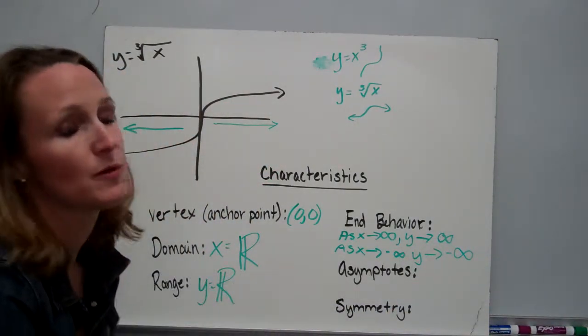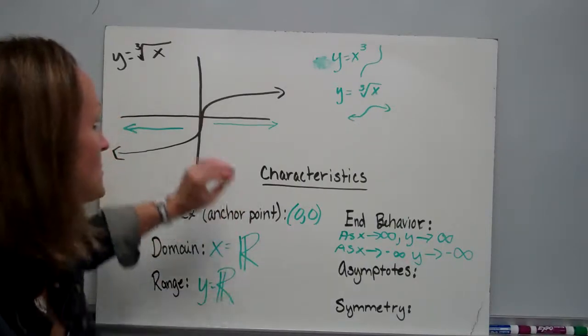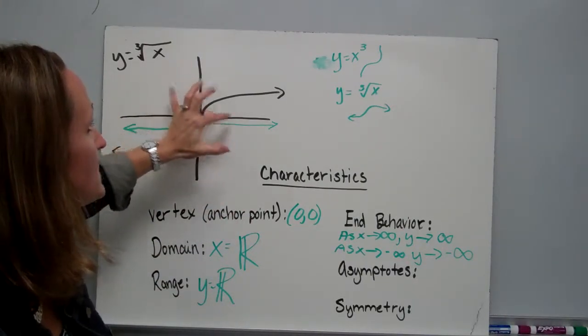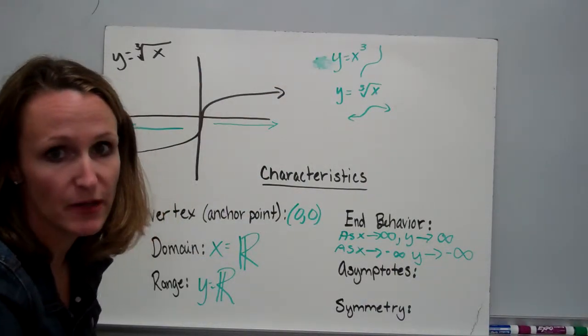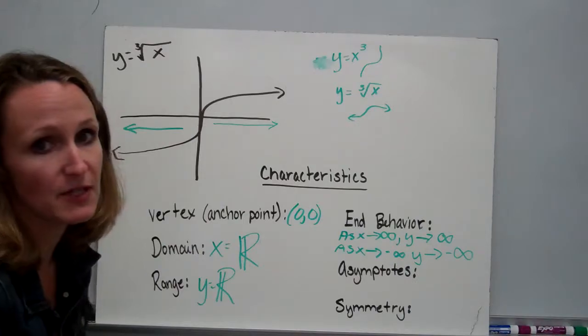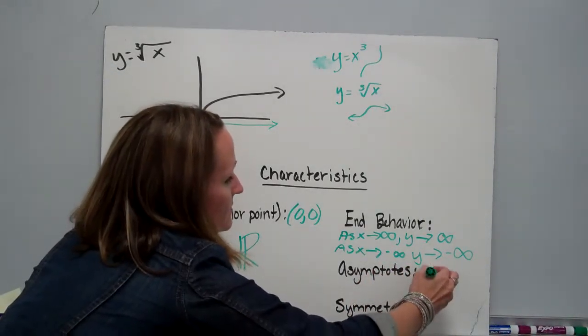Okay, asymptotes. Again, asymptotes are where it's going to be approaching 0, and this one is going to keep growing, so it's never approaching 0. So just like in the square root of x graph, we have no asymptotes.